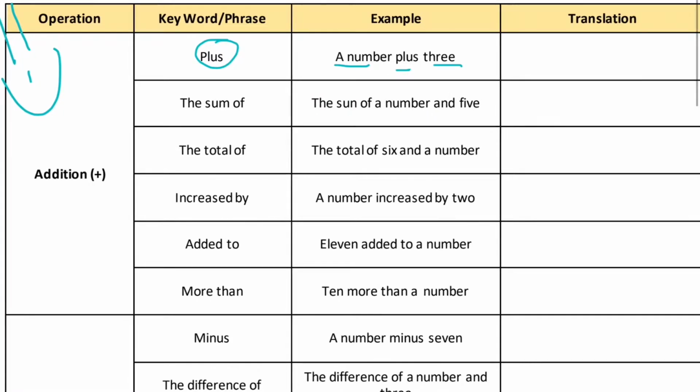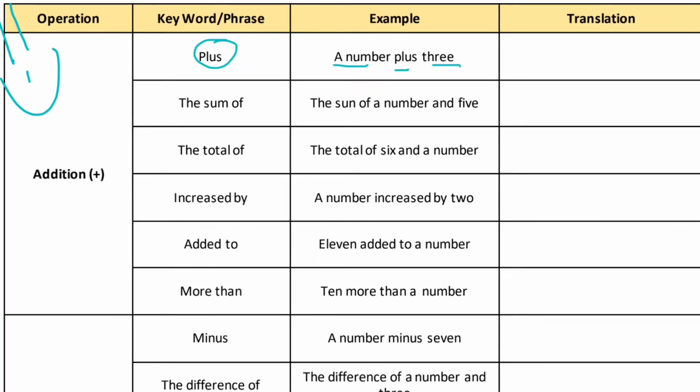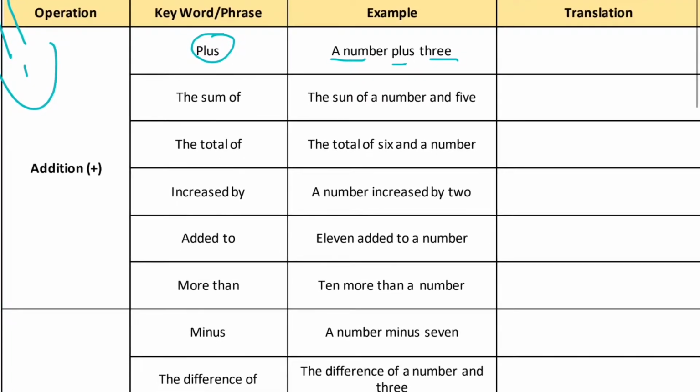Now the question is, when it says a number, what does that mean? If they don't tell you the number, you have to put something as a placeholder for the number that you don't know. And hopefully you remember that when you don't know a number, you use a variable. And a variable is a letter. So we can pick any letter. We're going to go ahead and pick X just because it's the most typical one. So if you see a number plus 3, that looks like X plus 3.